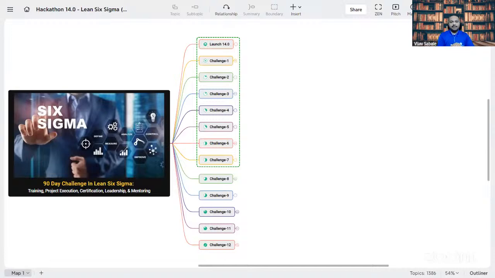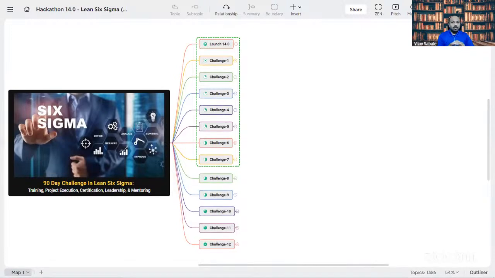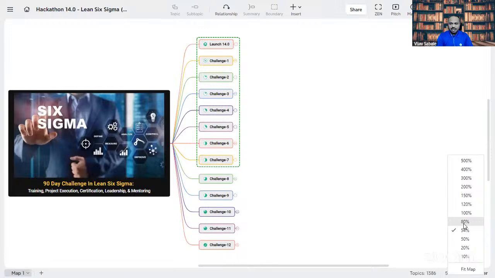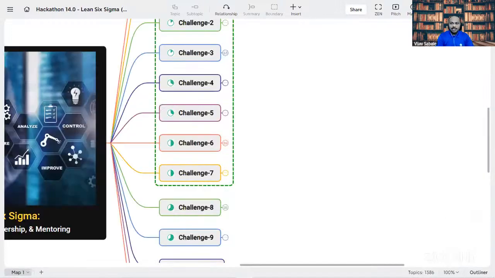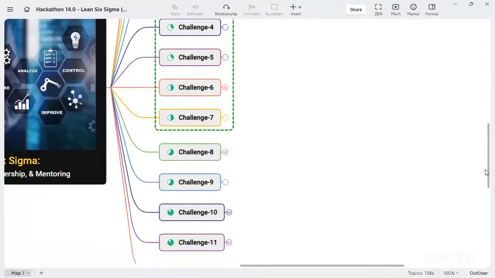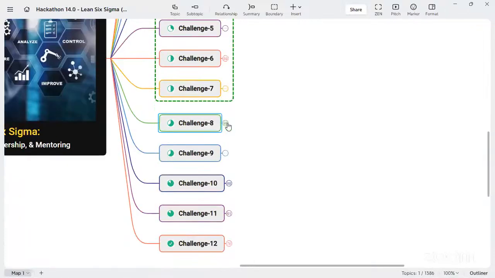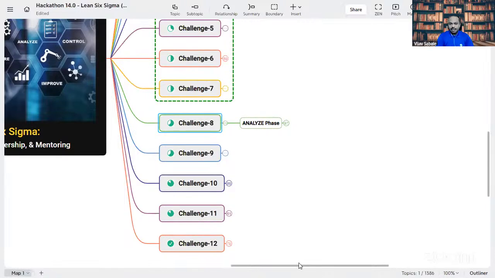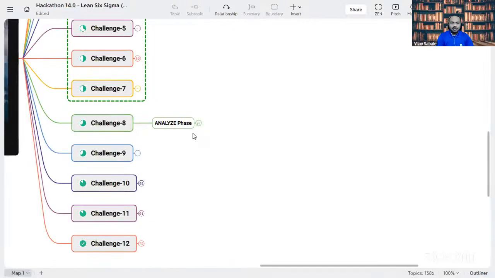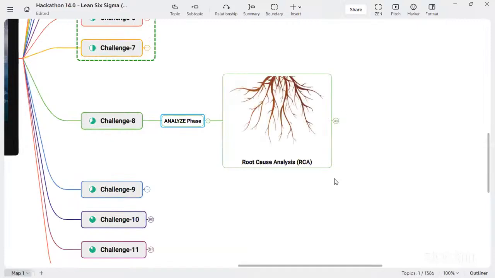As you know, we are entering into Challenge 8. Till now we had seen important topics from introduction, define, measure, and today is the last topic from the analyze phase, where we will go into more detail to understand how we can identify the root causes of the significant causes that we identified in the last session, right? So this is Challenge 8, and in that we are going to discuss root cause analysis.